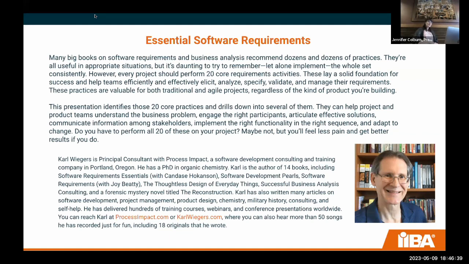For those of you that don't know Karl, he's a principal consultant with Process Impact, and he's the author of 14 books, including the Software Requirements Essentials that just came out, as well as Software Development Pearls, and The Thoughtless Design of Everyday Things, which if you don't have that book, that is great and a really funny read. And he also dabbles in forensic mystery novels, and he's always posting on LinkedIn. So if you're not following him on LinkedIn, you should, because he's just always dropping little pearls of wisdom everywhere. If you go to his website, you can also hear some of his original songs that he's recorded. So I'll turn it over to Karl now.